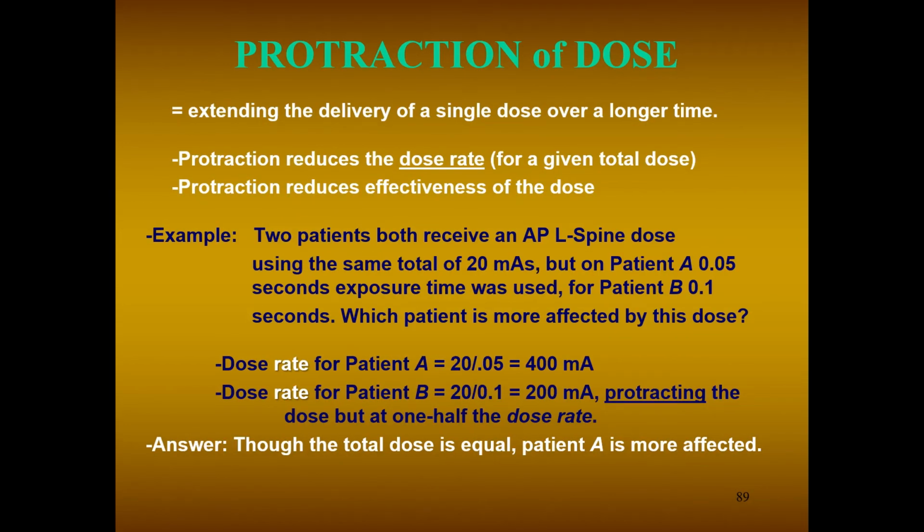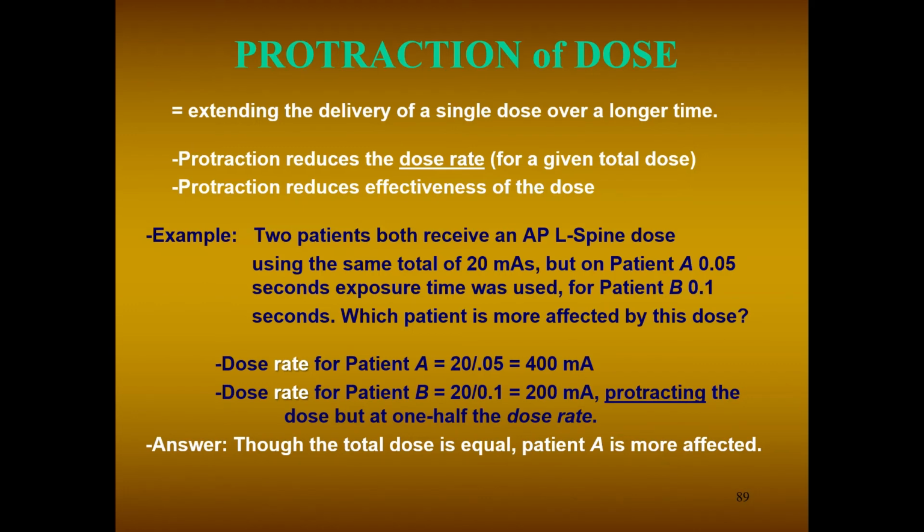Using that idea of dose rate and that a longer dose rate is better, there's 2 concepts to put in here. We have protraction and fractionation. Protraction of dose is extending the delivery of a dose over a longer time. Protraction would reduce the dose rate. So whatever a given dose is, it's given over a longer period of time. Protraction reduces the effectiveness of the dose.